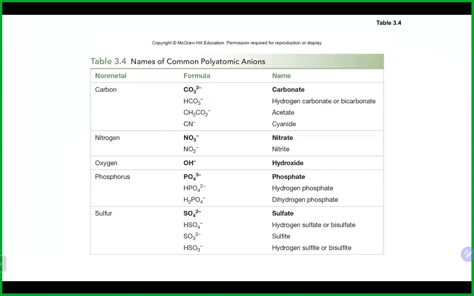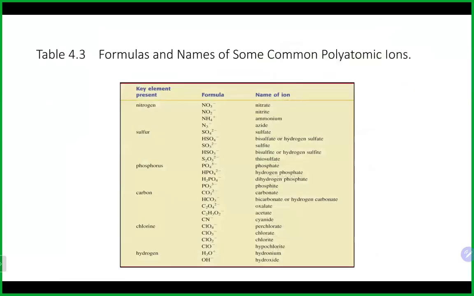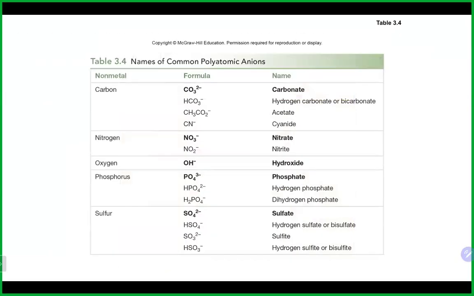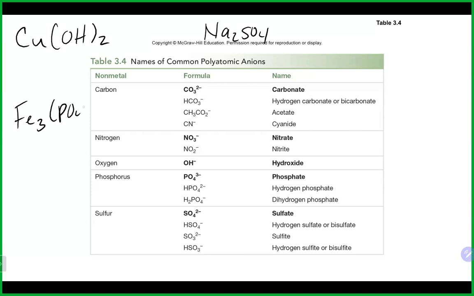So here's some more tables. Here's another table here as well. I didn't write on this one, so we'll do this one. Why don't you try some here? Let's say we did have CuOH2. Why don't you give the name of that? Why don't you give the name of Na2SO4? Why don't you give the name of Fe3PO42?